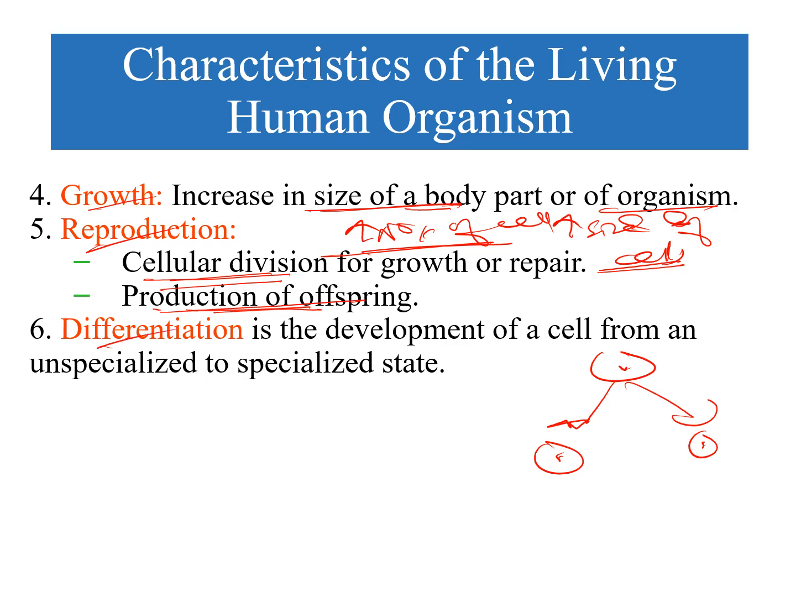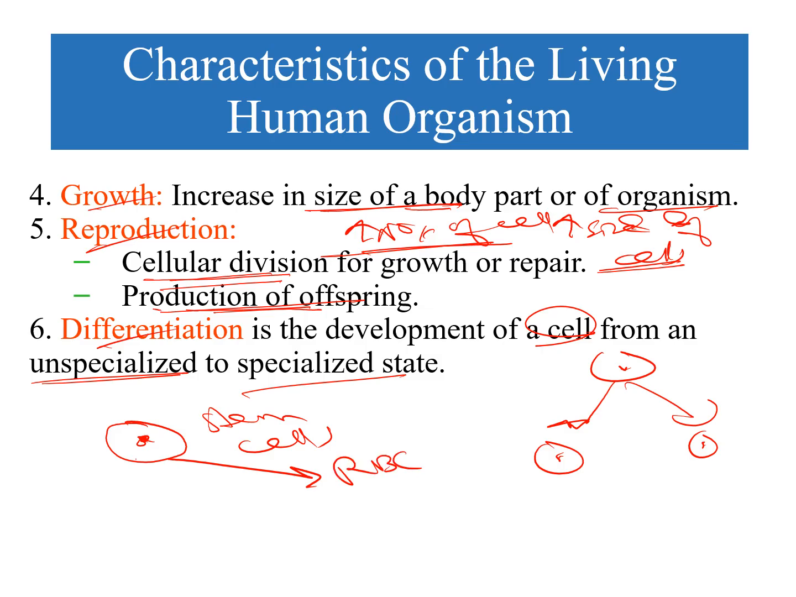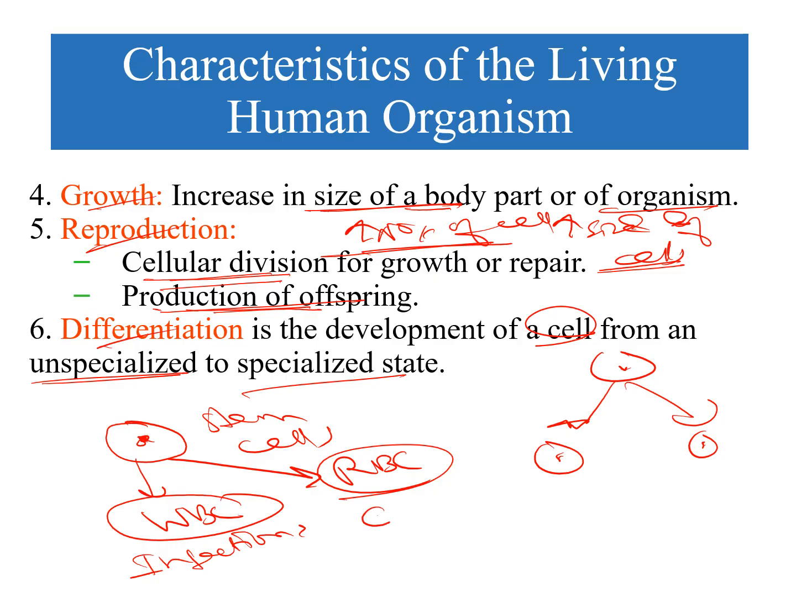Then differentiation. Unlike growth, in differentiation you have a cell that is unspecialized, that doesn't have the ability to perform a specific function, and this cell changes to a cell that has the ability to perform a specific function. The best example I can say is that the white blood cells and the red blood cells all develop from one cell, and those cells are known as the stem cells. Then this stem cell can either become a red blood cell or a white blood cell. The white blood cell has the ability to fight off infections. The red blood cell has the ability to transport gases.